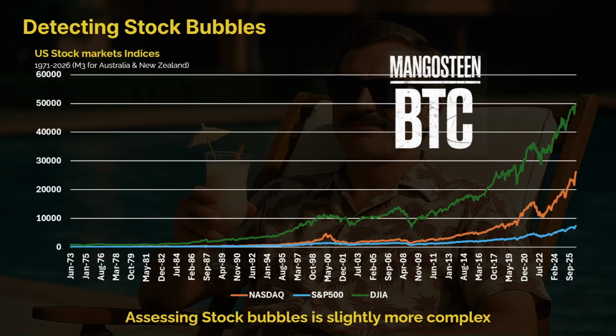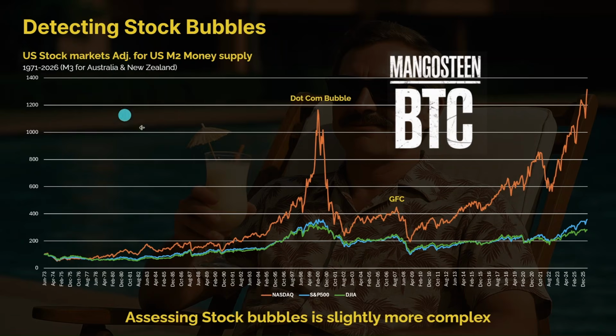But again, things look very different when we adjust for money supply. Here are the US stock markets, the NASDAQ, S&P 500, and Dow Jones Industrial Average, adjusted for money supply. And things become a lot clearer. What is really interesting is we have the dot-com bubble here.